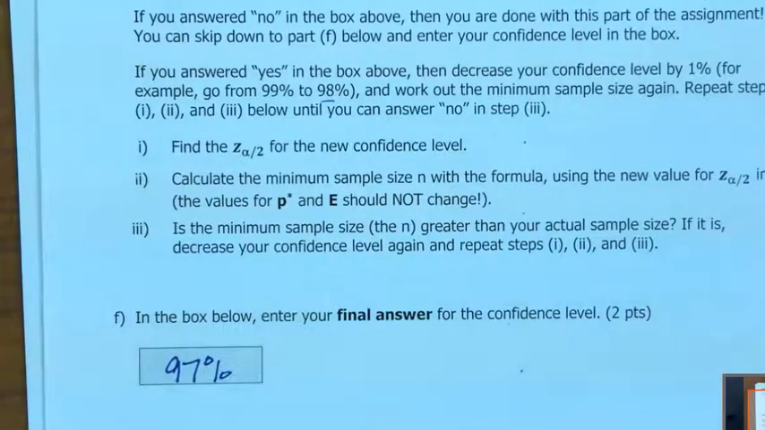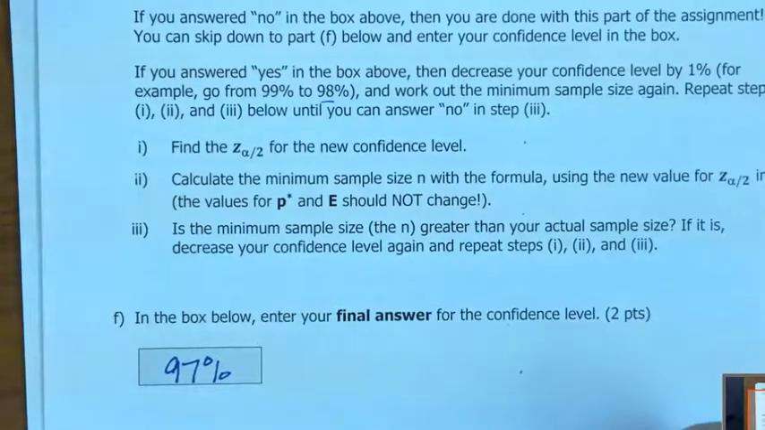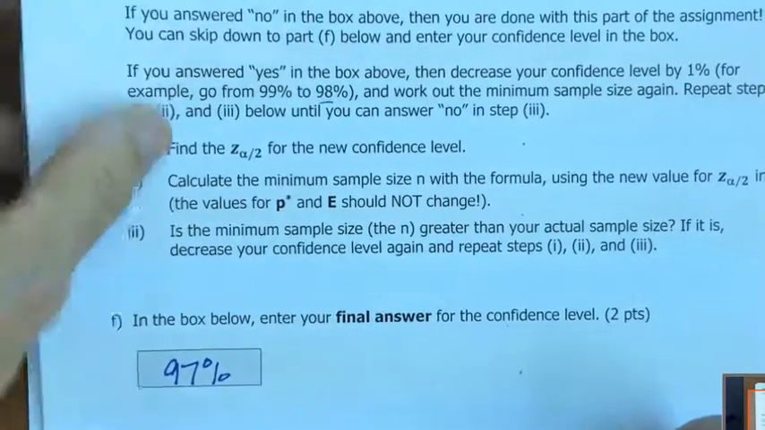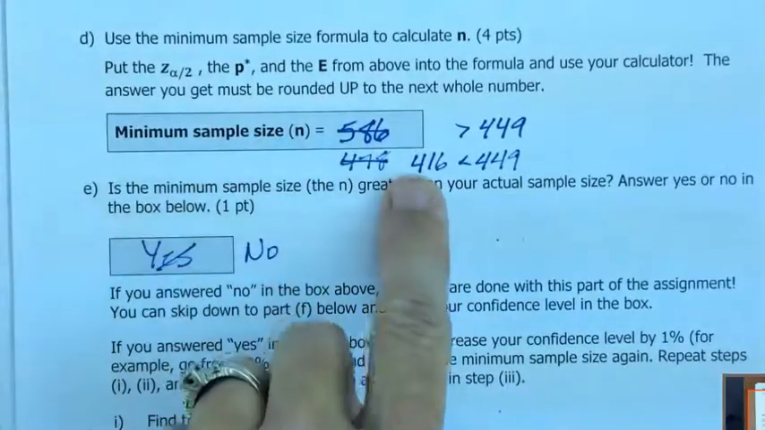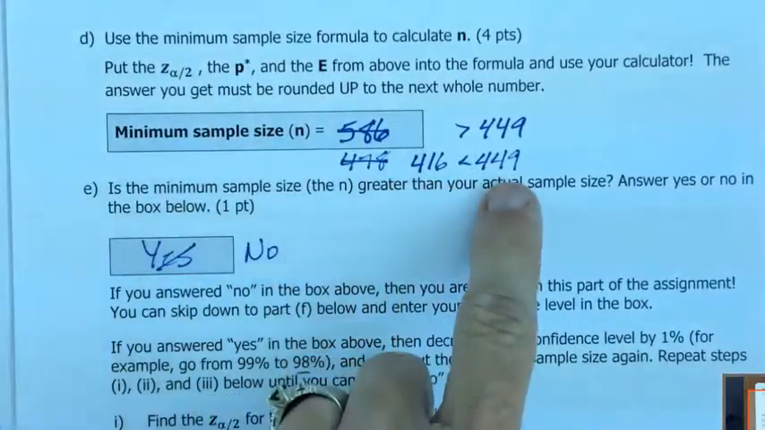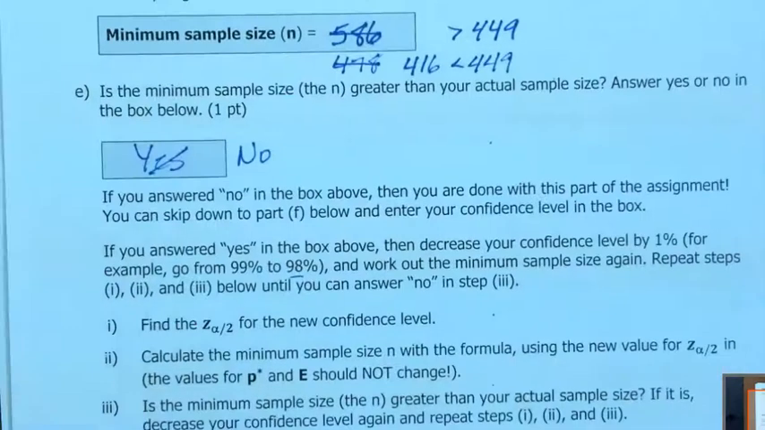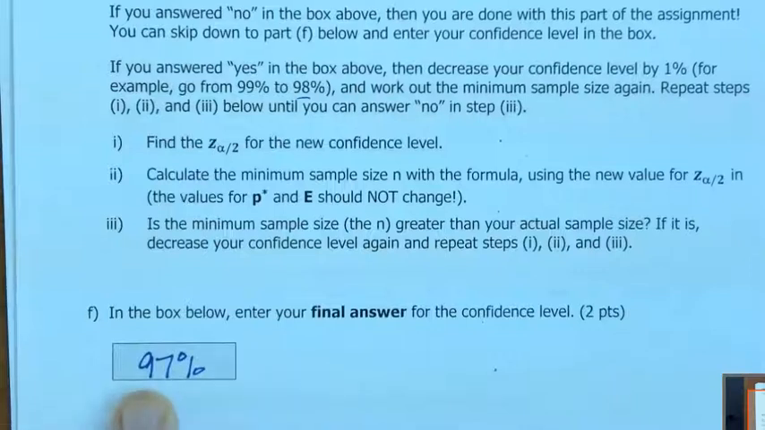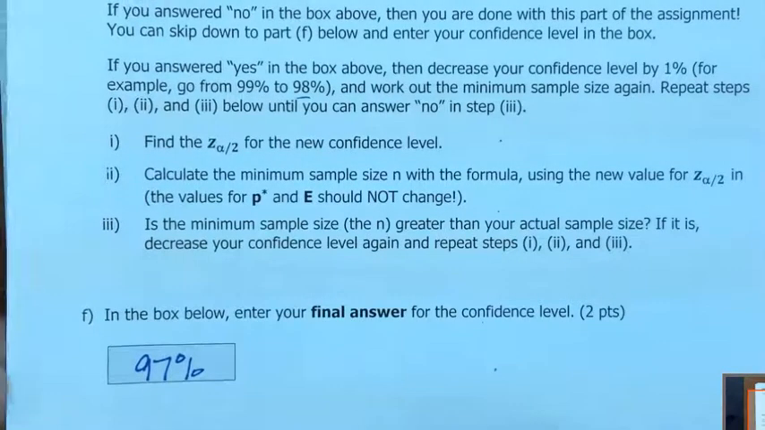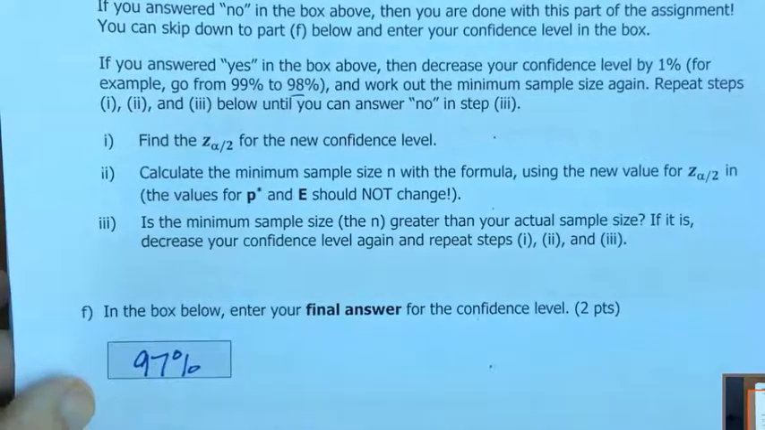So it may end up for you where you only have to go through this process once. You may have to go through it 3 times like I did, or you may have to go through it more. It just depends on what your numbers were in the first place. But you have to keep going through this until you get to where the minimum sample size from the formula is less than or equal to the sample size you actually have. Once you get there, then put in the last confidence level you used to get that, and that's the confidence level you're going to use for the rest of this assignment.